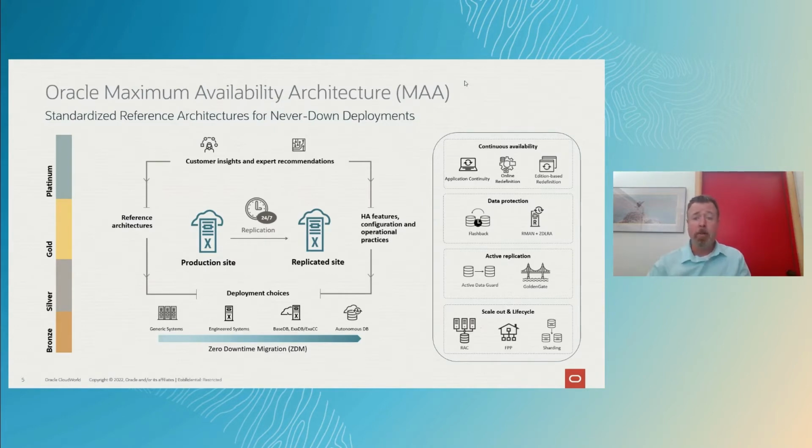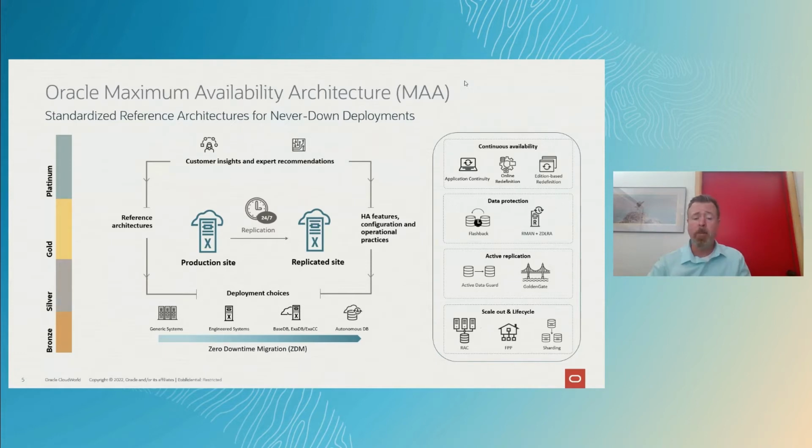Now, MAA is composed of a bunch of different features which fall into 4 different categories: continuous availability, data protection, active replication, scale out, and lifecycle. A lot of your favorite features like RAC, application continuity, Active Data Guard, and GoldenGate fit in these different categories. And some of them overlap with different features in different categories. They're all integrated together very tightly. Those features combined with configuration and operational best practices that are listed in our papers and documentation are what MAA is all about. Those are the blueprints, those reference architectures, that we provide to you.